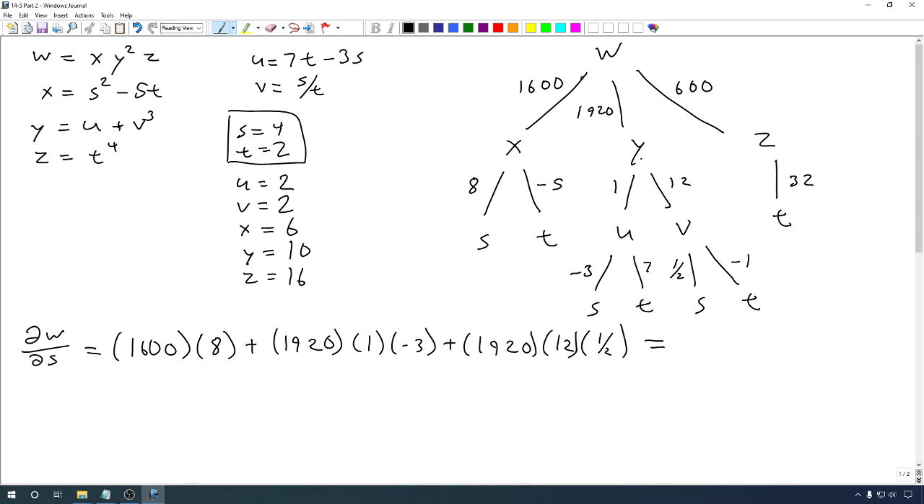So we have this formula that we got by just looking at all the paths from W down to the S's. You can use a calculator for this part, though it is not too hard to do this by hand if you want to. But it turns out to be 18,560, our derivative of W with respect to S. Of course, a lot of the size of that came from the original derivatives.